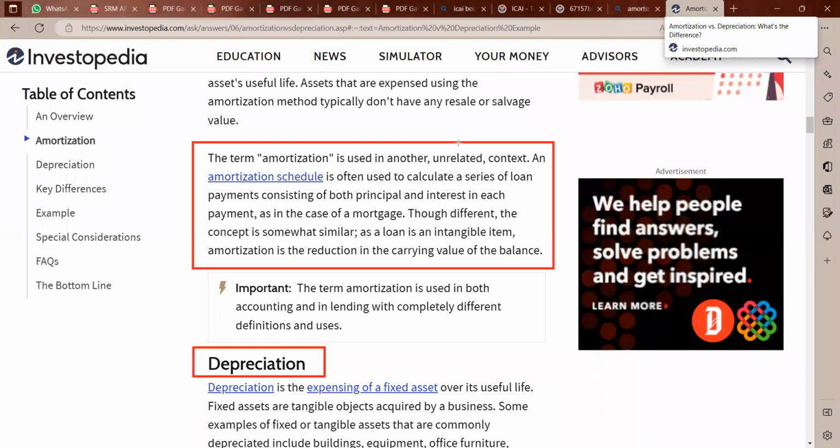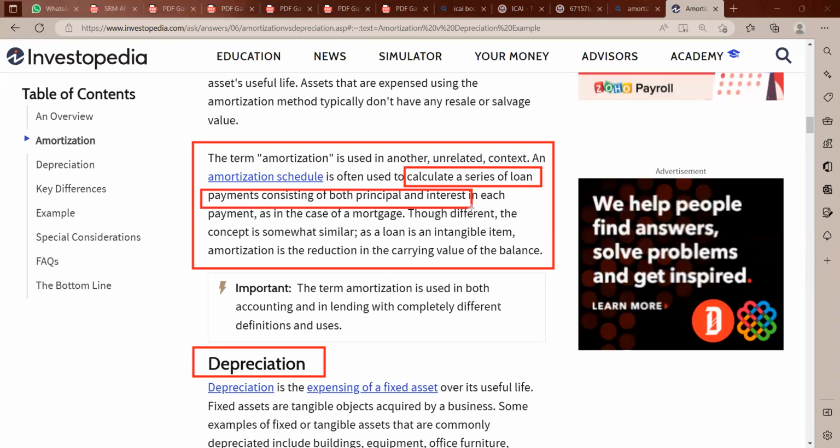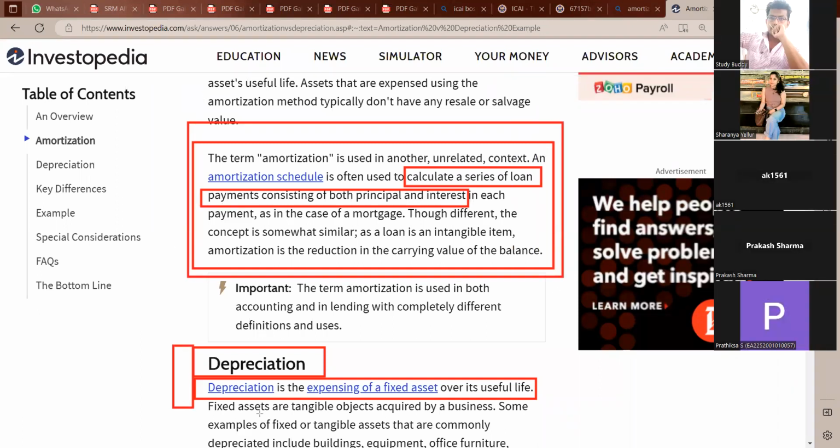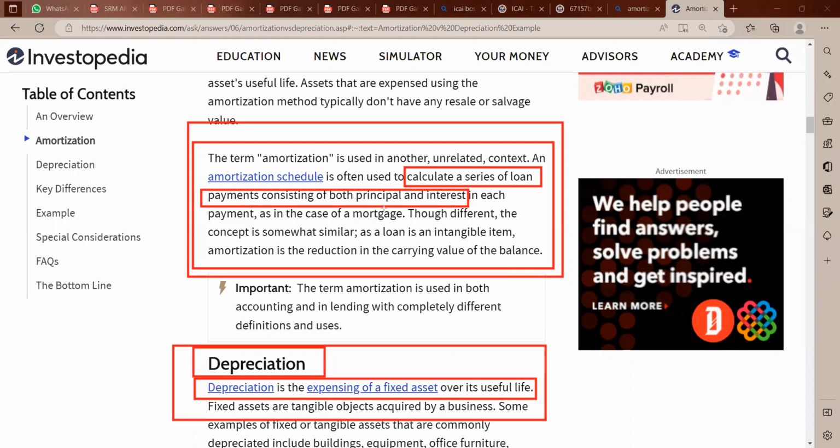Amortization is nothing but, when you repay a loan, the payment consists of both principal and interest. If you repay a loan, it comes under amortization. When you do the same thing for a fixed asset, you write it off. In the same way you write off the loan here, in that case you write off the fixed asset.